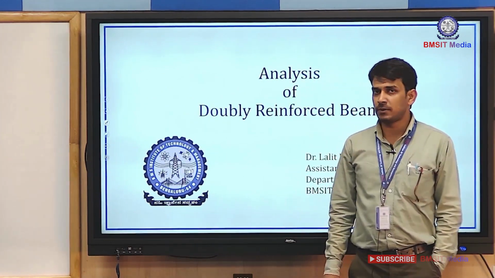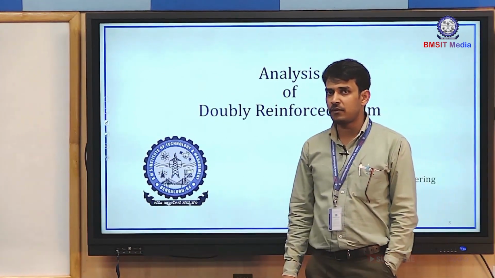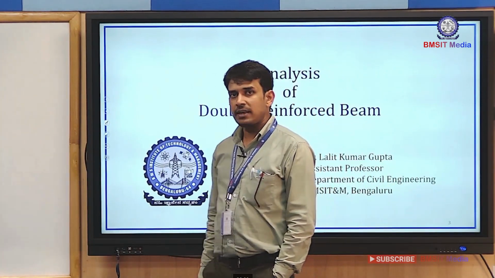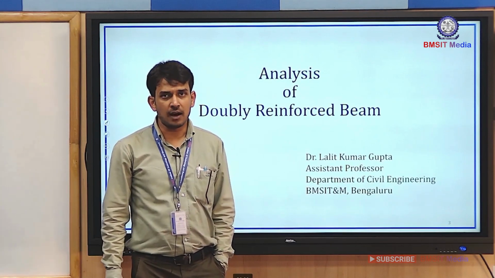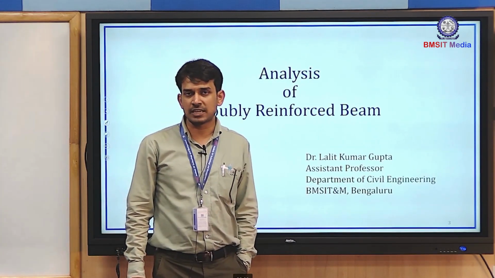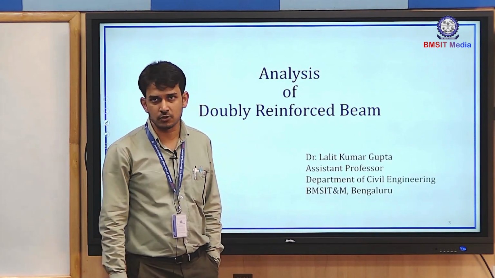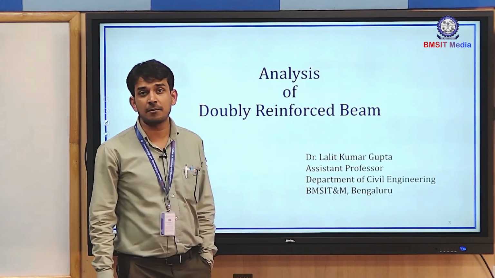Then the doubly reinforced beam. Earlier, in the singly reinforced beam, we provided the reinforcement only in one zone of the beam, that is the tension zone. But now we will provide the reinforcement on both sides, in the tension zone as well as in the compression zone. Such a beam is known as a doubly reinforced beam.